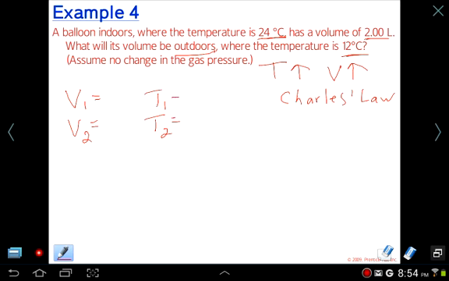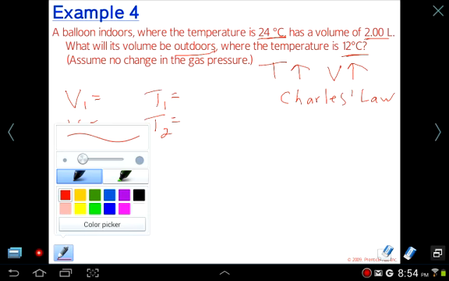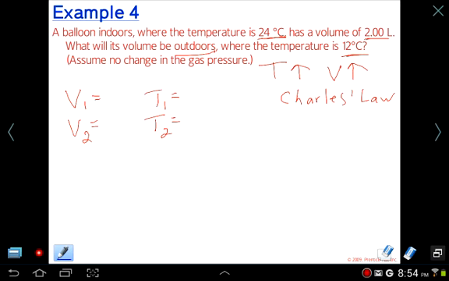Let's go ahead and list our variables. It looks like our initial volume is 2.00 liters. It says what will the volume be outdoors. We don't know the volume. Our initial temperature is 24 degrees C. Our final temperature is 12 degrees C.